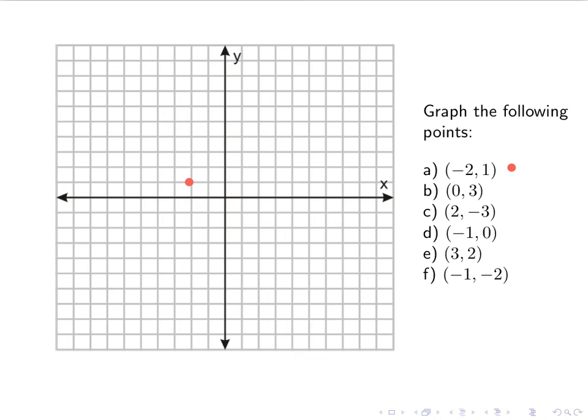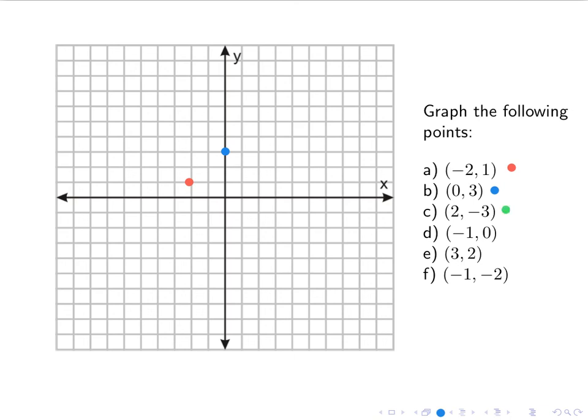Okay, and then we have B, 0, 3. So x is 0, and that means that we're going to be on the y-axis. We're not going to move left or right. We're only going to move up, and we're going to move up 3 because the y value is 3. So B, it's going to be, I'll fix that, right around here. Okay, 0 in the x direction, up 3 in the y direction.